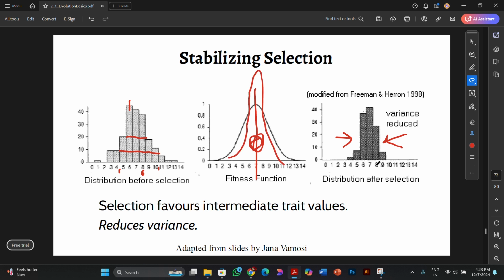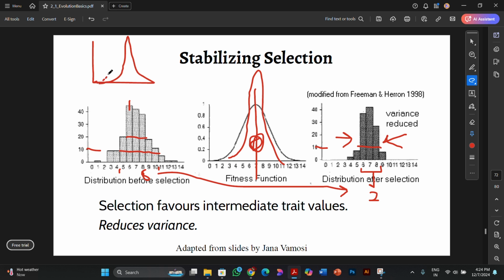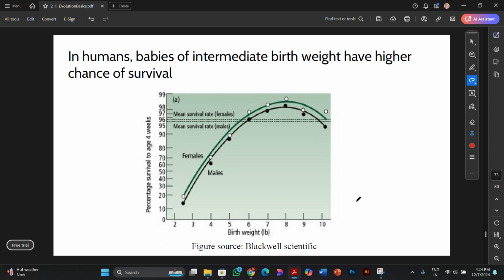So now take the variation at this point 10. Here it was 6 at 10. Here at 10 the variation is 2, or nearly 2. So we say the variation is decreased. So for stabilizing selection the variation decreases. This was the previous variation, this is the new variation. The variation has decreased. Okay, this is also a practical representation of this. Pause and study it.